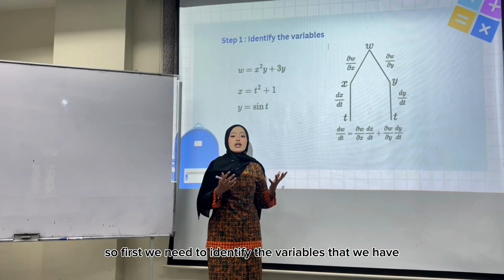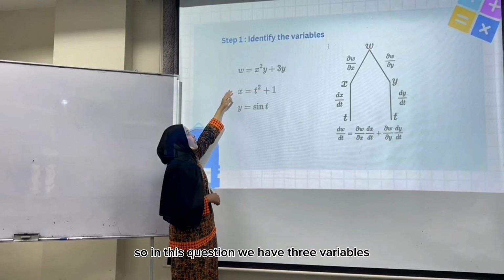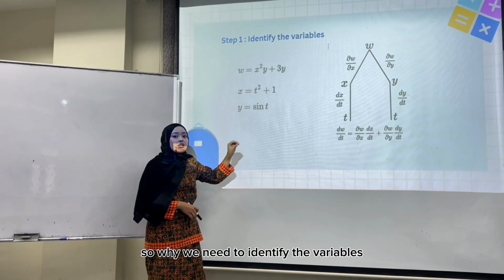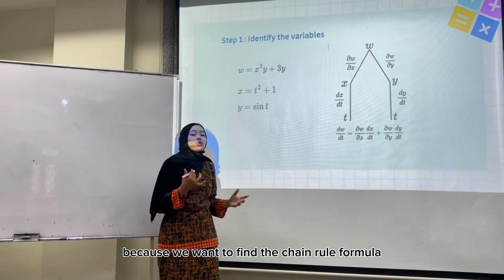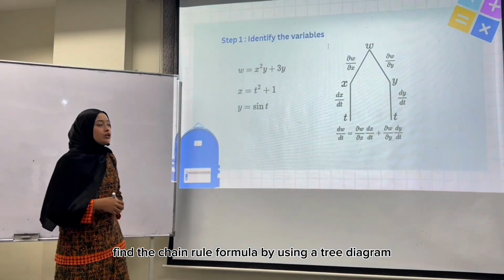So first, we need to identify the variables that we have. In this question, we have three variables, which are w, x, and y. Why do we need to identify the variables? Because we want to find the chain rule formula. We can find the chain rule formula by using a tree diagram.